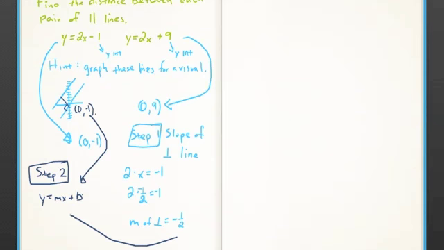And we have our y-intercept for this equation already because we're setting the perpendicular line to go through that other parallel line. So since we chose (0, -1) to be that point, we know -1 is part of that equation. And we already know our slope from step 1. So y equals -1/2 x minus 1. That's our perpendicular line equation.